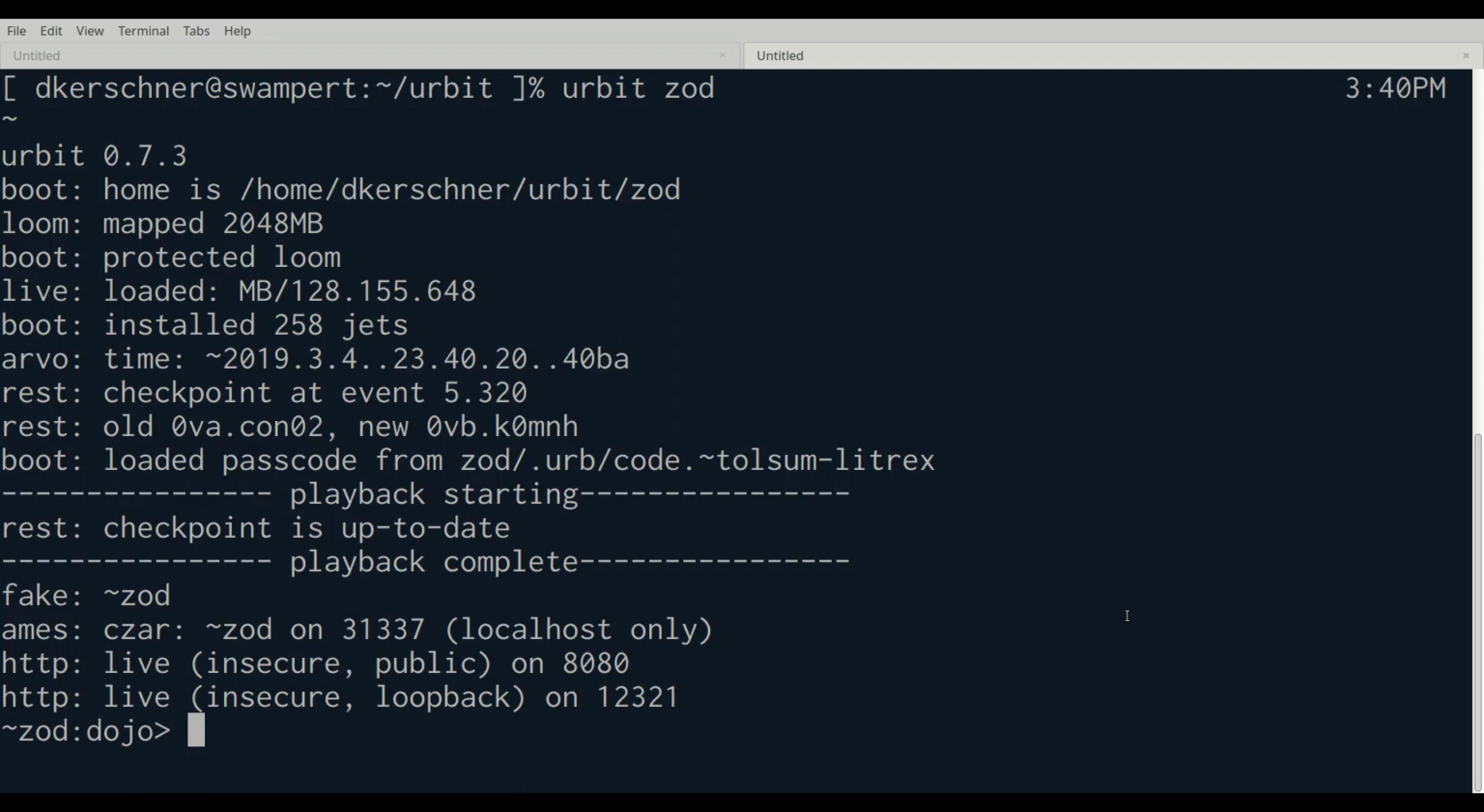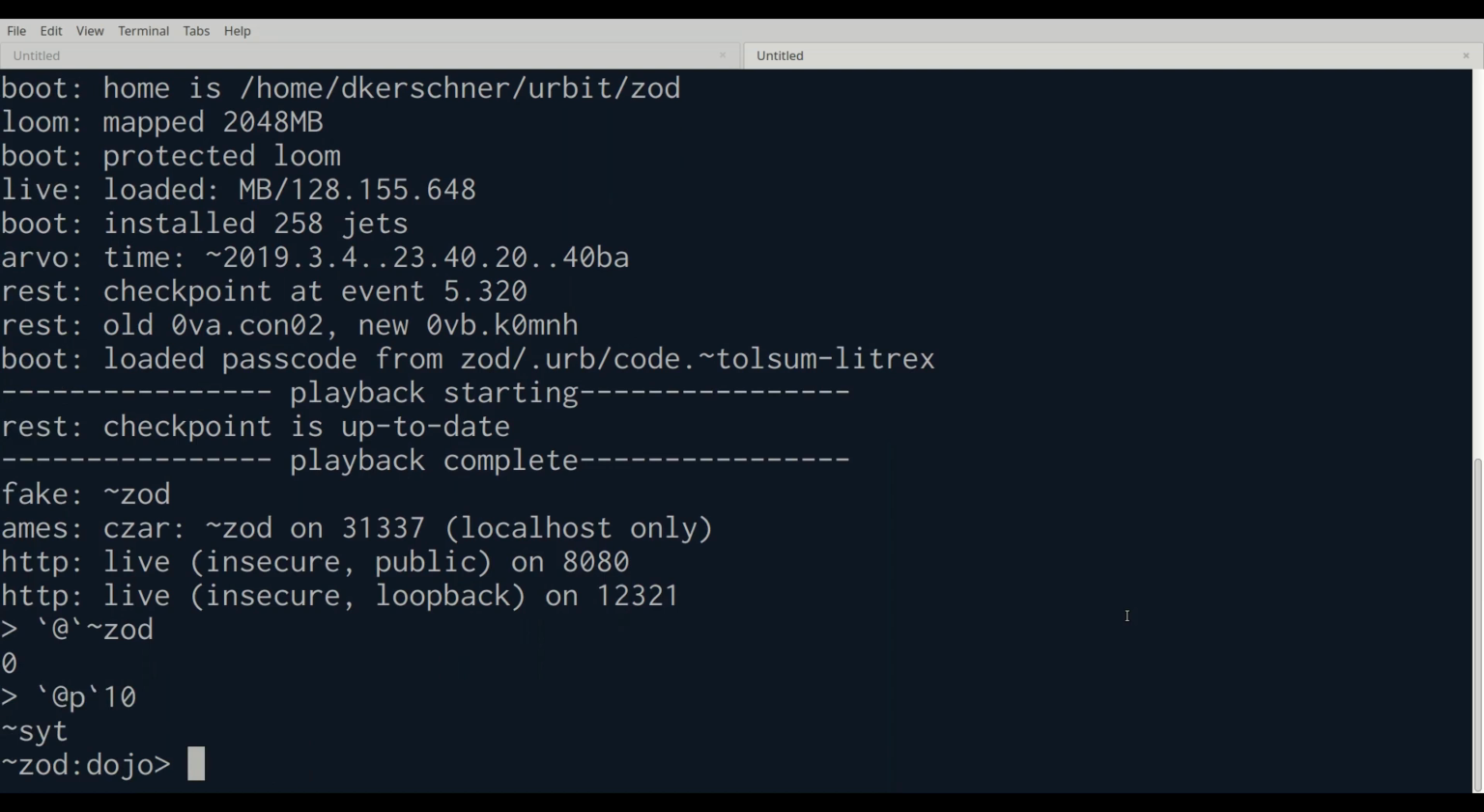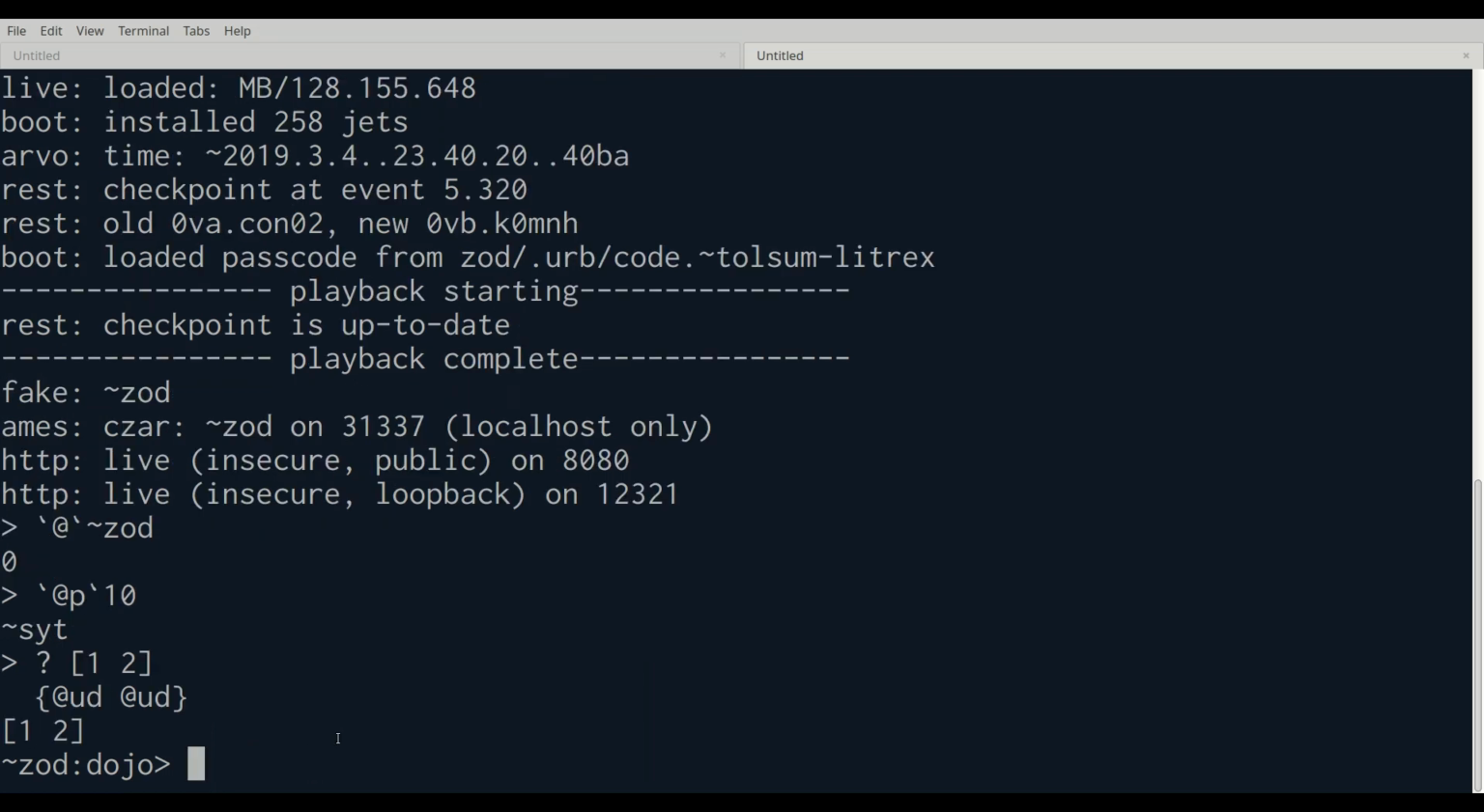So far, the auras we have been discussing have all been applied to atom types, that is, just single numbers. We applied the atom aura to ~zod, getting us back 0, and we also applied the @p aura to the number 10 to get us ~sit. Now, we also have types that can be applied to cells. If we interrogate a cell that we have built, we can see that it's interpreted as a cell of @ud and @ud.